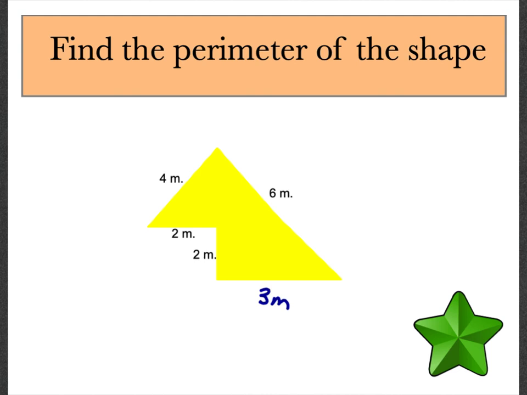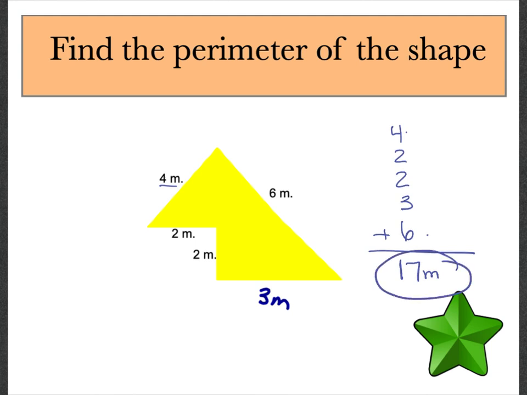Here's another shape. This looks kind of like 2 triangles. We're not sure exactly who knows what this shape combines to be. But this is the same procedure. We're going to add up these sides. So we get 4, and I'm going to start with the 4, plus 2, plus 2, plus 3, plus 6. So I know that I can do 4 and 6, which is 10, 12, 14, 15, 16, 17. So 17 meters would be the perimeter of this shape.